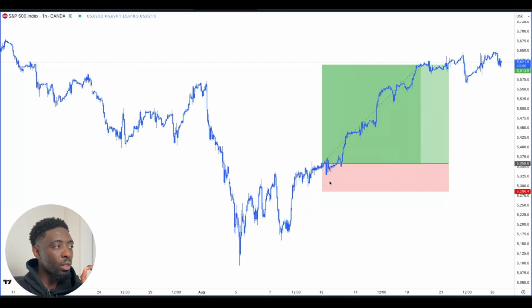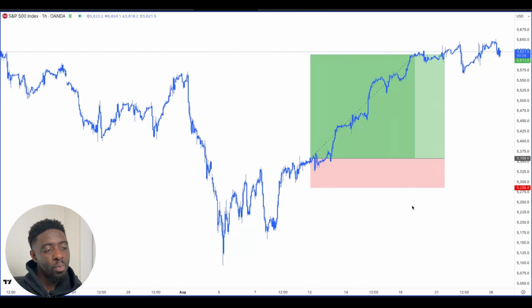So I'm going to pull this one right here. I'm going to show you guys a chart in a minute, and this is the important thing. So this chart right now, this is the S&P. I had this trade idea on the S&P, and I had this idea on NAS as well.